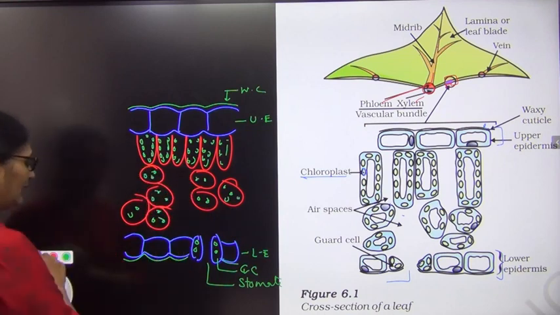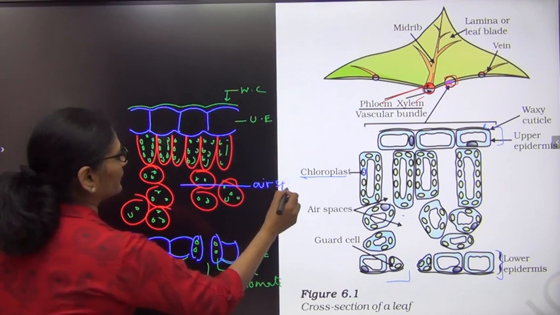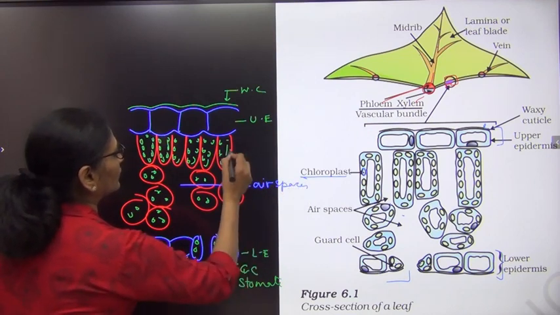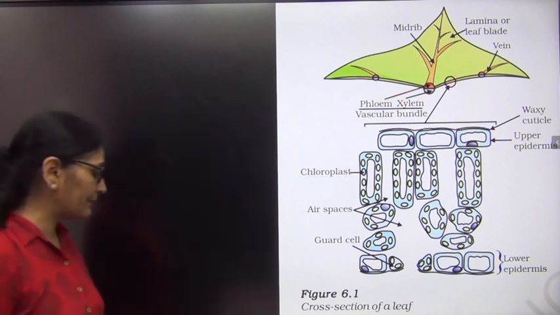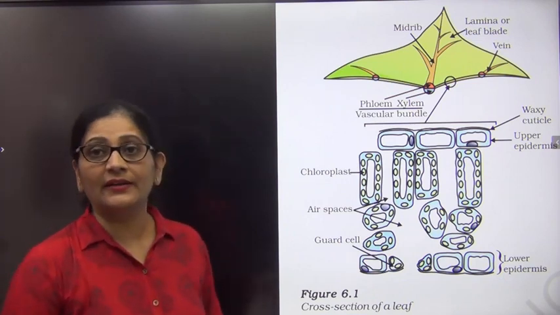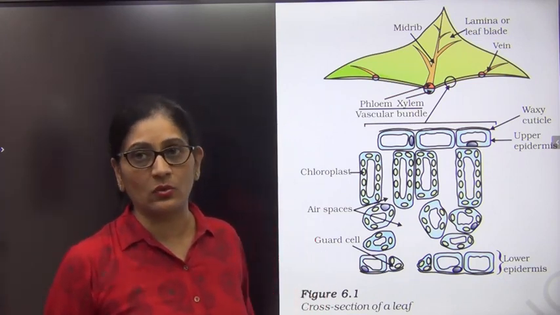Right, now another labeling that you can show here is, this is air spaces. Right, and these are your chloroplast. So this is the diagram that you have to know. It's a very simple diagram, and I'm sure you will all learn this. So with this, finally, the site of photosynthesis, that means where photosynthesis takes place, is over.